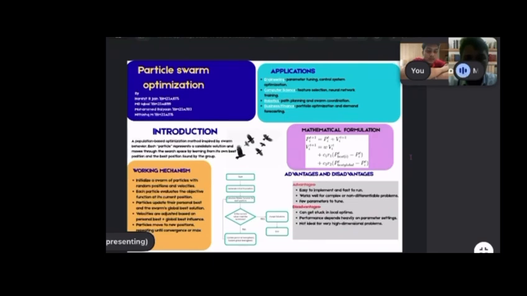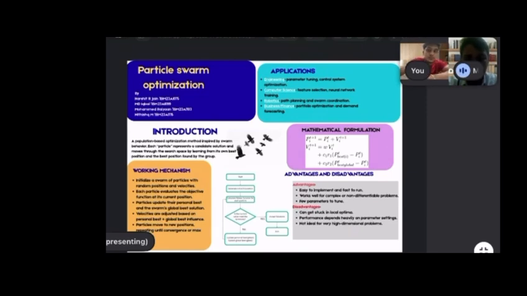First, we initialize a swarm of particles with random positions and velocities. These positions represent possible solutions and velocity determines how a particle moves. Next, each particle evaluates a fitness function based on its current position. This tells us how good the solution is. Each particle remembers its personal best position and the swarm keeps track of the global best position found by any particle.